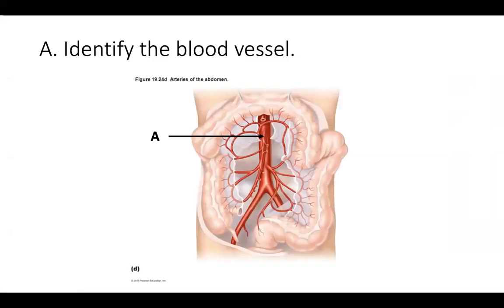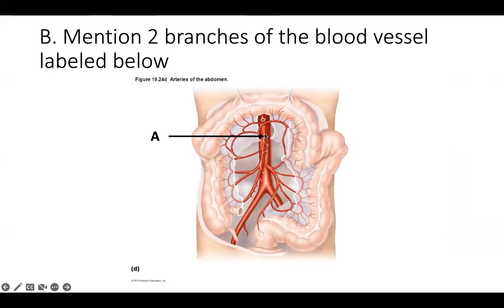Okay, let's move on to station 3. So identify the blood vessel. This one right here. And then mention 2 branches of the blood vessels labeled below. So stop the recording here and try solving it on your own.